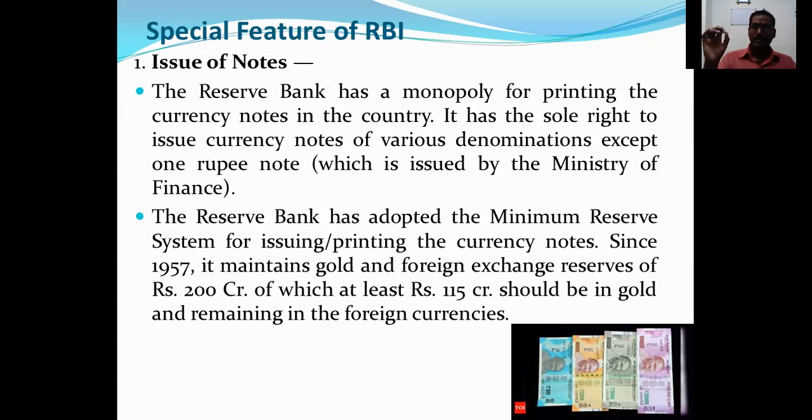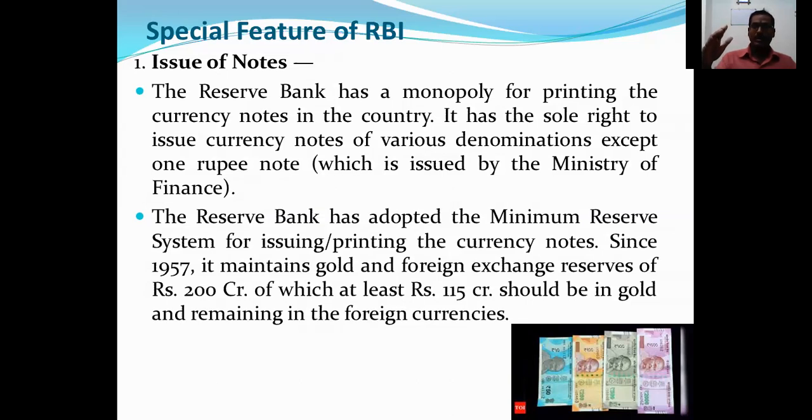The Reserve Bank has adopted the minimum reserve system for printing the currency notes. Since 1957, it has maintained a gold and foreign exchange reserve of rupees 200 crore, of which at least rupees 150 crore should be in gold and the remaining in foreign currencies. Simply, a country cannot print currency. If they want to print currency, they should have a reserve of 200 crore in their account.